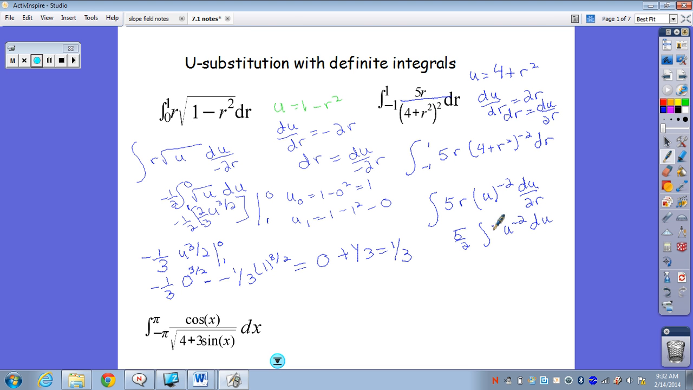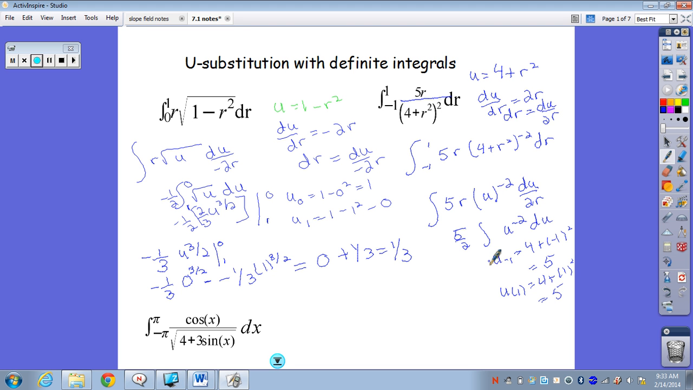And then I have to fix my bounds. So I'm going to plug in negative 1 and 1 into my u equation to get my new bounds. So the u of negative 1 gives me 4 plus negative 1 squared, which is going to give me 5. And the u of 1 is going to give me 4 plus 1 squared, which is also going to give me 5.